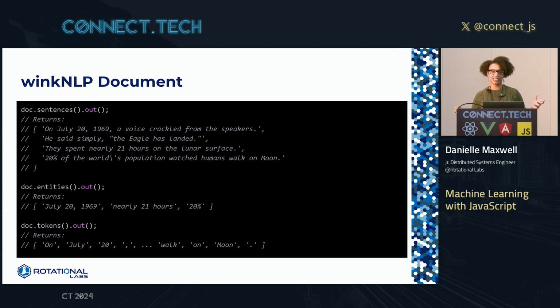With entities, it's focusing on things like the date, nearly 21 hours, or a percentage. And then with just tokens, it's taking it word by word. So that's how it's being tokenized. Depending on exactly what you're trying to do, you can use either of these methods to then work with your particular app.